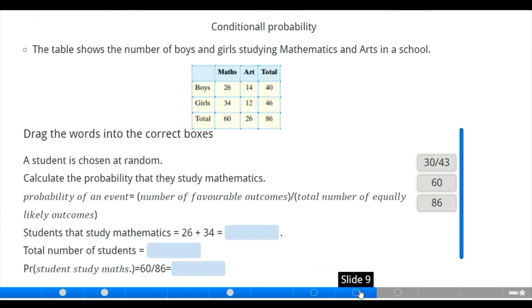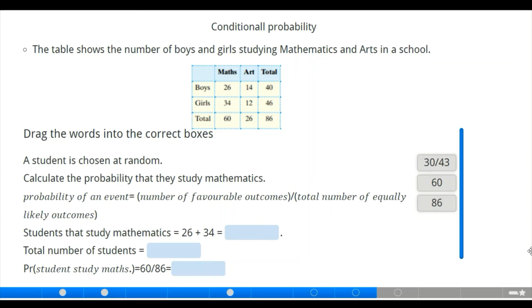Okay, now let's look at conditional probability. When we are talking about conditional probability, we are talking about an event occurring given that another event has occurred, when we have two events, or one event is actually depending on the other event.